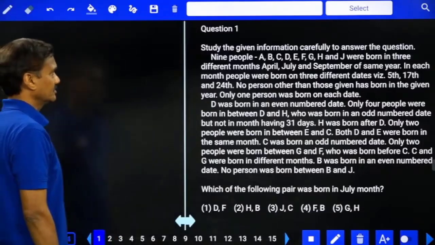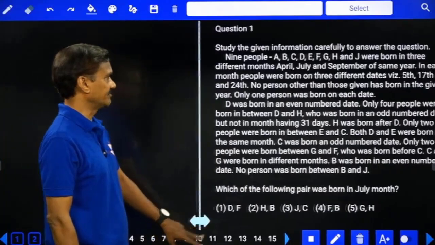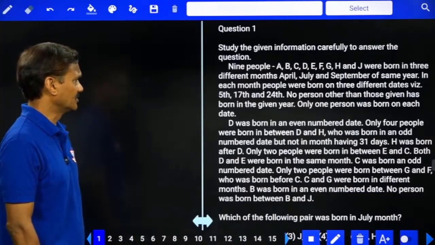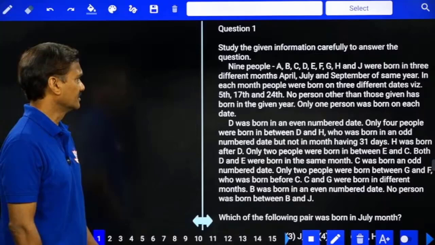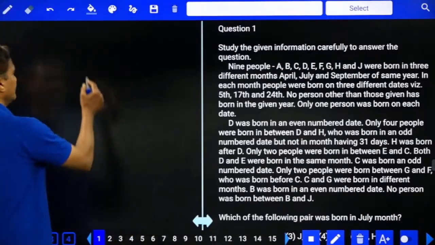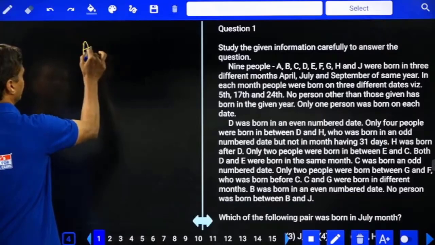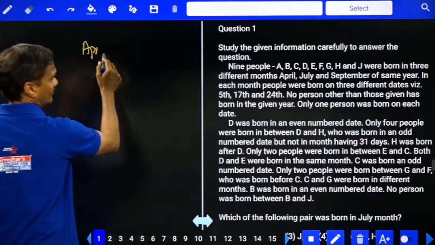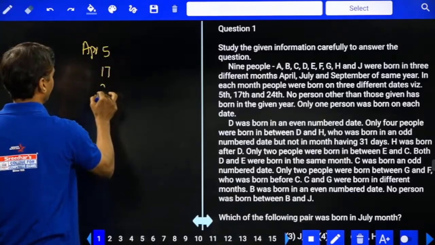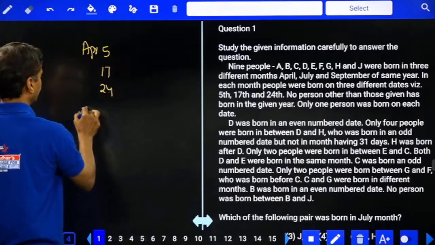Now here in this one, 1 to 5, there are some 9 persons, and they were born in 3 different months: April, July, and September, and in 3 different dates. No parameter added, definitely under the first priority. Then tell me what are the dates we have? April 5, 17, and 24, and July and September.